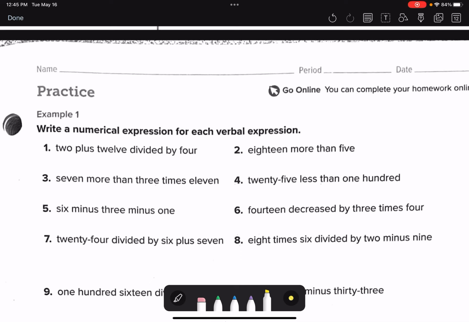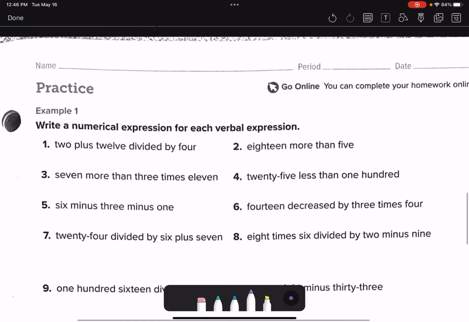Let's go ahead and look at your practice page for this section, and let's go back and forth with the examples. It says, write a numerical expression for each verbal expression. So we're going to start this direction. It says 2 plus 12. So we're going to do 2 first. 2 plus 12. That's my first math operation phase. Then it says divided by. Here's the second phrase. So divided by, and then it tells me 4. Now, we're not solving them right now. Right now, we're just practicing setting it up, just going through the motions, so you can see the different examples.